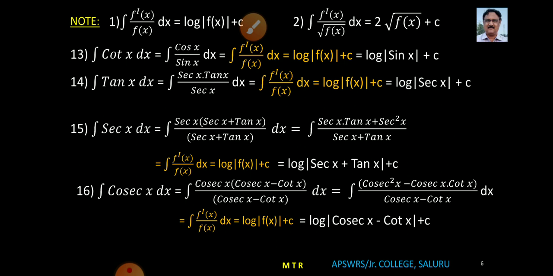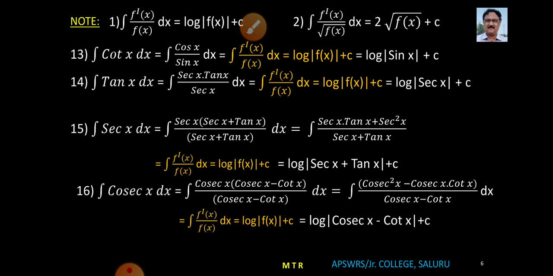Now we learn two more important formulas. The first one is integral f dash of x by f of x dx. You observe the numerator is the derivative of the denominator. Here the denominator is f of x. The derivative of f of x is denoted by f dash of x. That is in the numerator. For this type of integration, the integral value is log modulus f of x plus c. The derivative of the denominator is the numerator. In this case, the integration is log modulus f of x plus c.